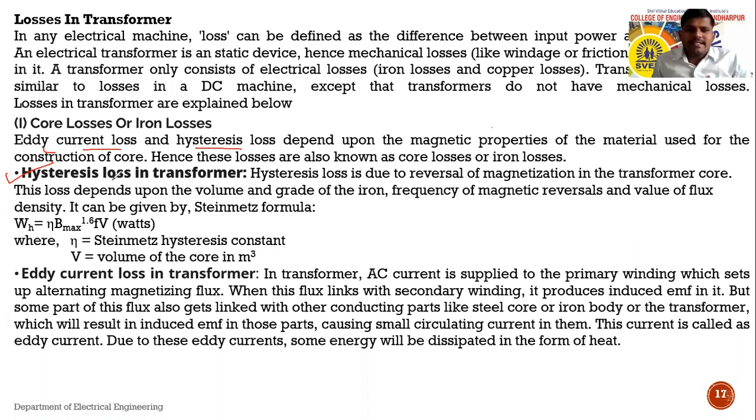The hysteresis loss is due to the reversal of magnetization in the transformer core. How does the hysteresis loss occur? In the BH curve, there is a reversal of magnetization. Otherwise, I will draw the BH curve here. Here it is B, and here it is H. The curve will start from here.